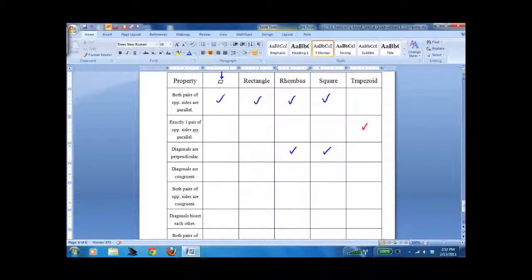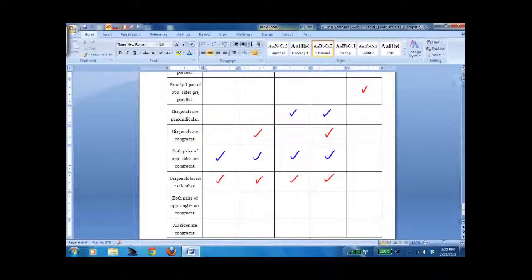When are diagonals congruent? Diagonals are congruent in a rectangle, not in a rhombus, but in a square. So rhombus, the diagonals can be different sizes. Both pairs of opposite sides are congruent. Well, that's in a parallelogram, so everything beneath the parallelogram also gets a check mark. And the diagonals bisect each other. It's also in a parallelogram, so everything underneath gets it.